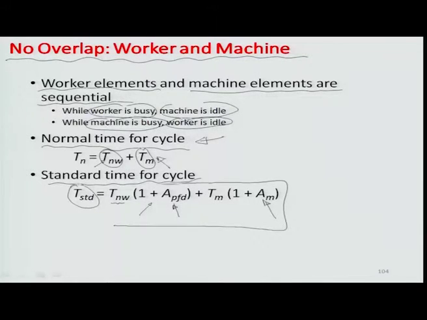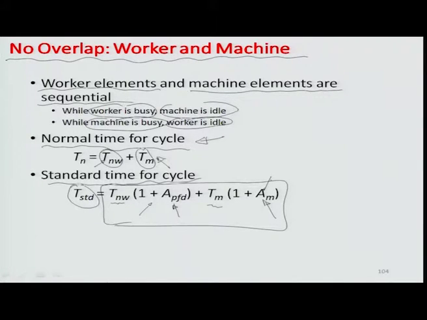So, therefore, the standard time of the cycle is obtained through this formulation, which talks about the normal time of the worker times (1 plus A_PFD), plus the total time that the machine would be operating, or the cycle time of the machine, times (1 plus the idle time allowance factor given to the machine). So, this is how you calculate the standard time for the whole work cycle.